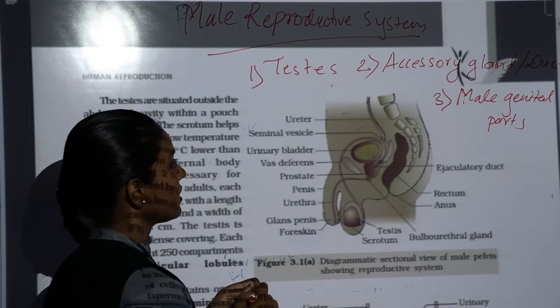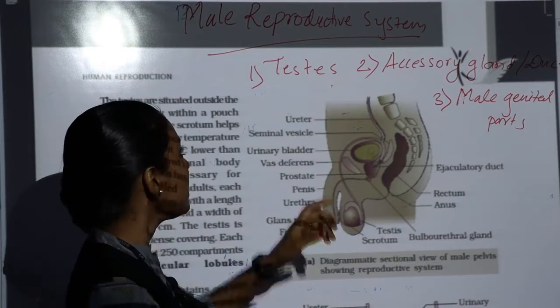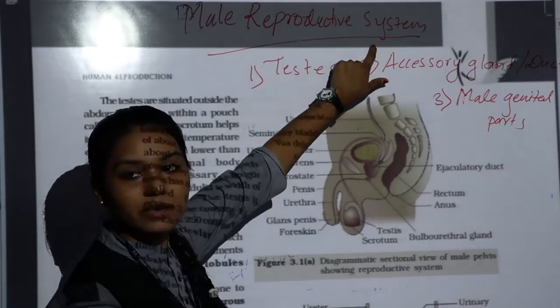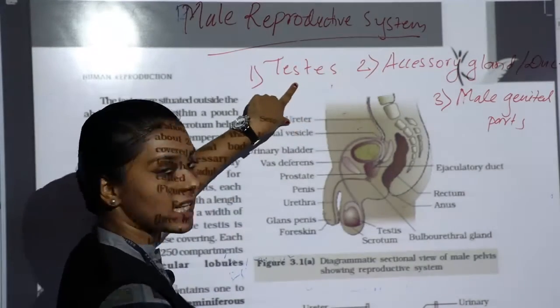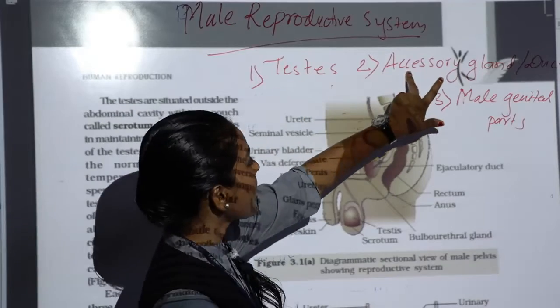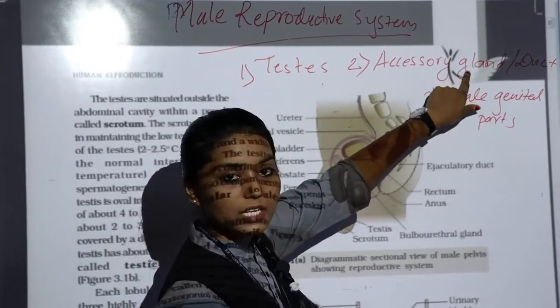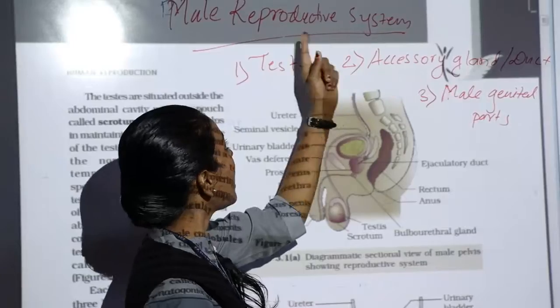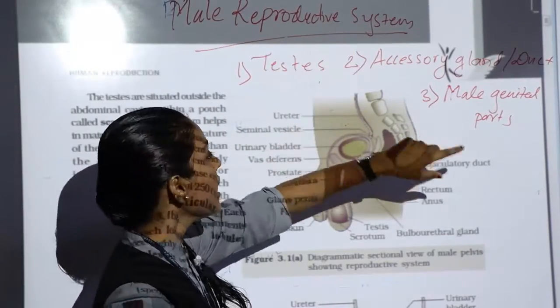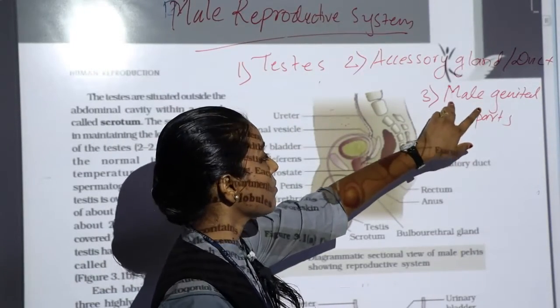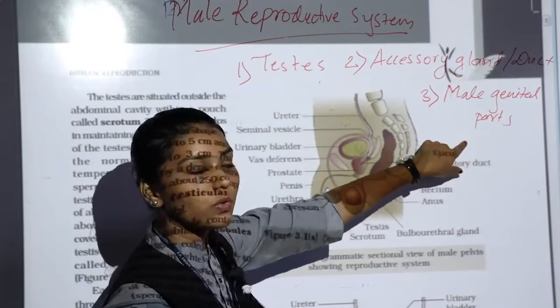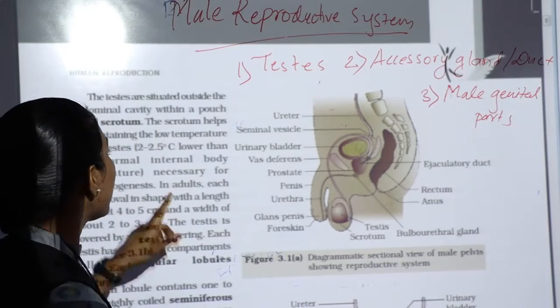Okay, there are three main things that we are going to see in the male reproductive system: first the testis, then the accessory glands which are a part of the male reproductive system, and then we will see some male genital parts. Okay, so first we are going to start with testis.